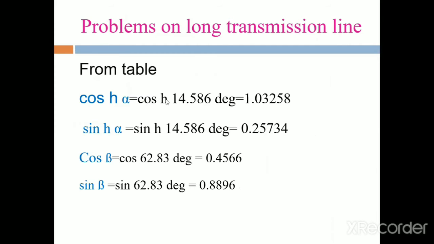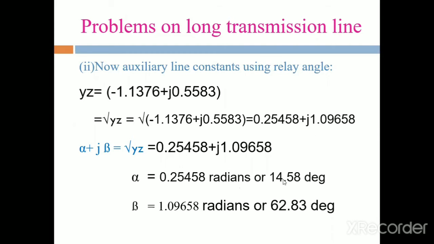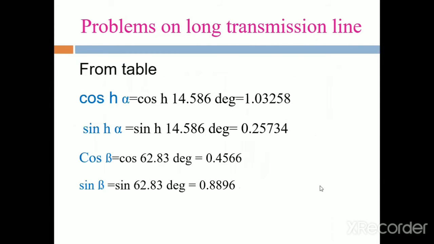Okay, cosh of alpha. What is the value for that alpha? That is in degrees, 14.586. Alpha will be in the degree form, that's why we substitute it in degrees. Then cosh of 14.586 degrees is equal to 1.03258.